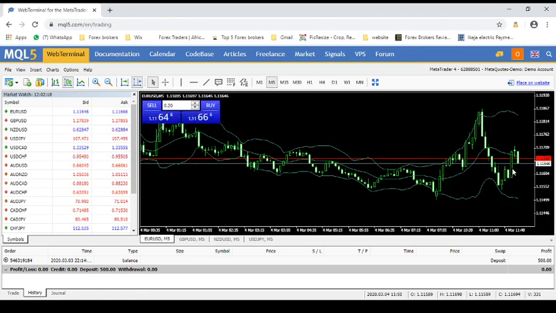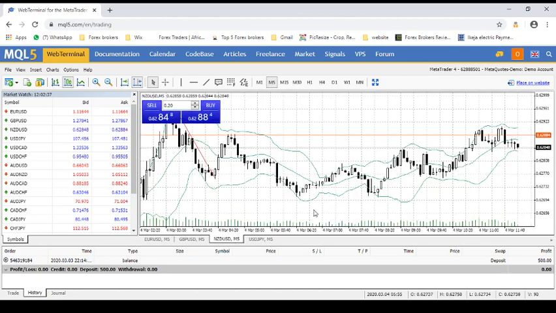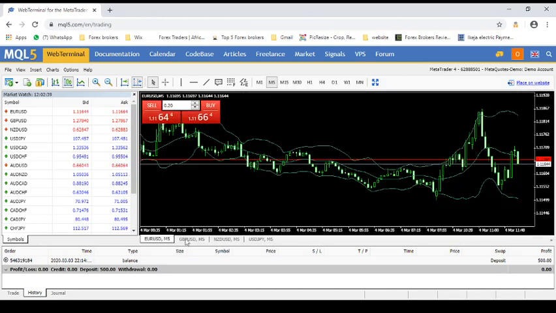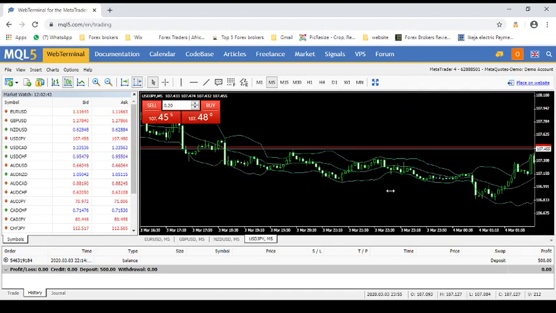Another example here, this candle closed outside the band, the next one closed inside the band, and as you can see, it started a downtrend. So this is how you trade Bollinger Band bounce. To trade the breakout, let me show you an example of breakouts.